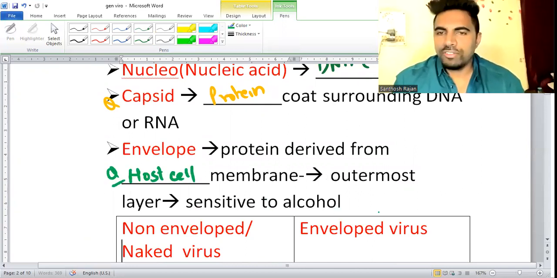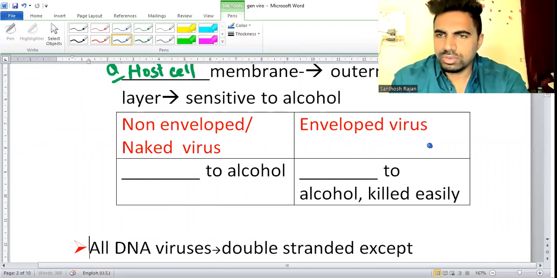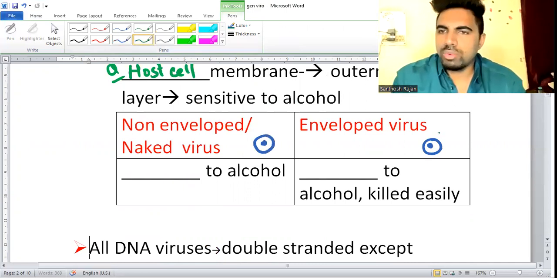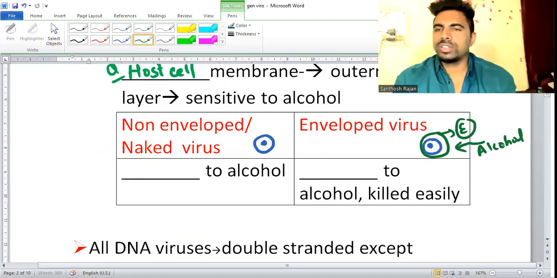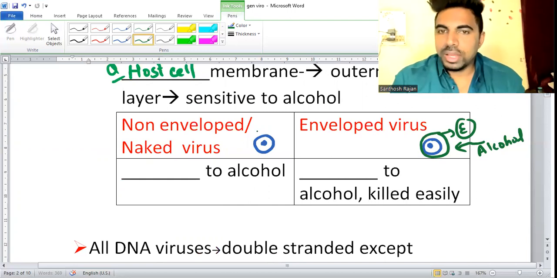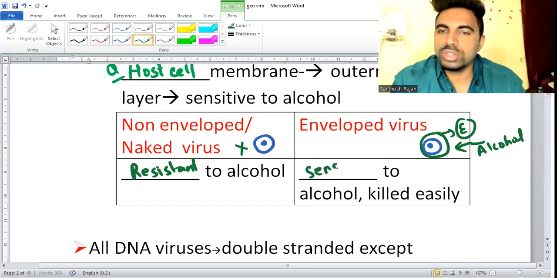Imagine this is the virus: DNA material, capsid. In an enveloped virus, you have the envelope present. That means alcohols can easily attack. When you're using any alcohol to sterilize or disinfect, it attacks the envelope easily and then the virus gets killed totally. But imagine when there is no envelope. If there is no envelope, alcohol cannot work. So they become what? Resistant to alcohol. But enveloped viruses are sensitive to alcohol, so they can be killed easily.